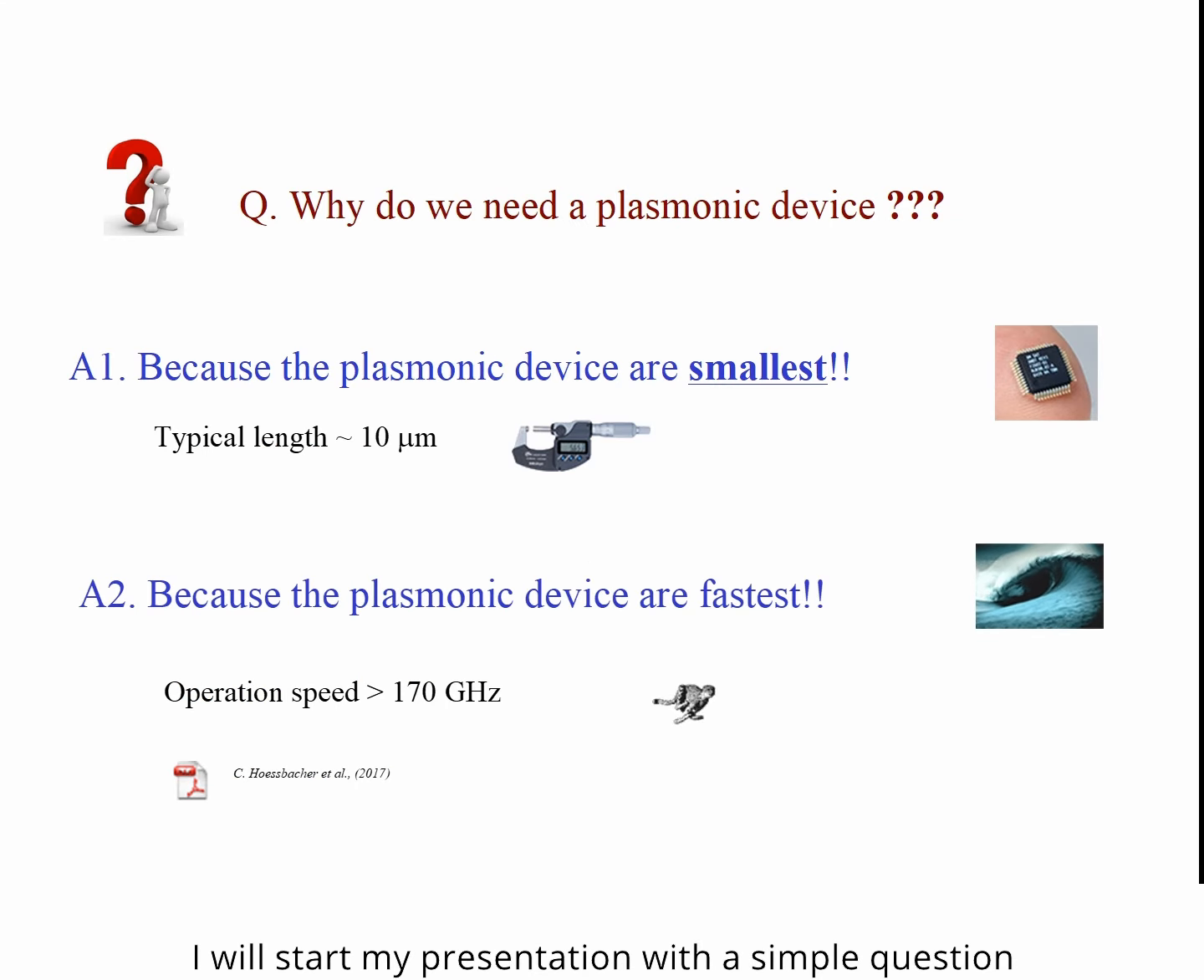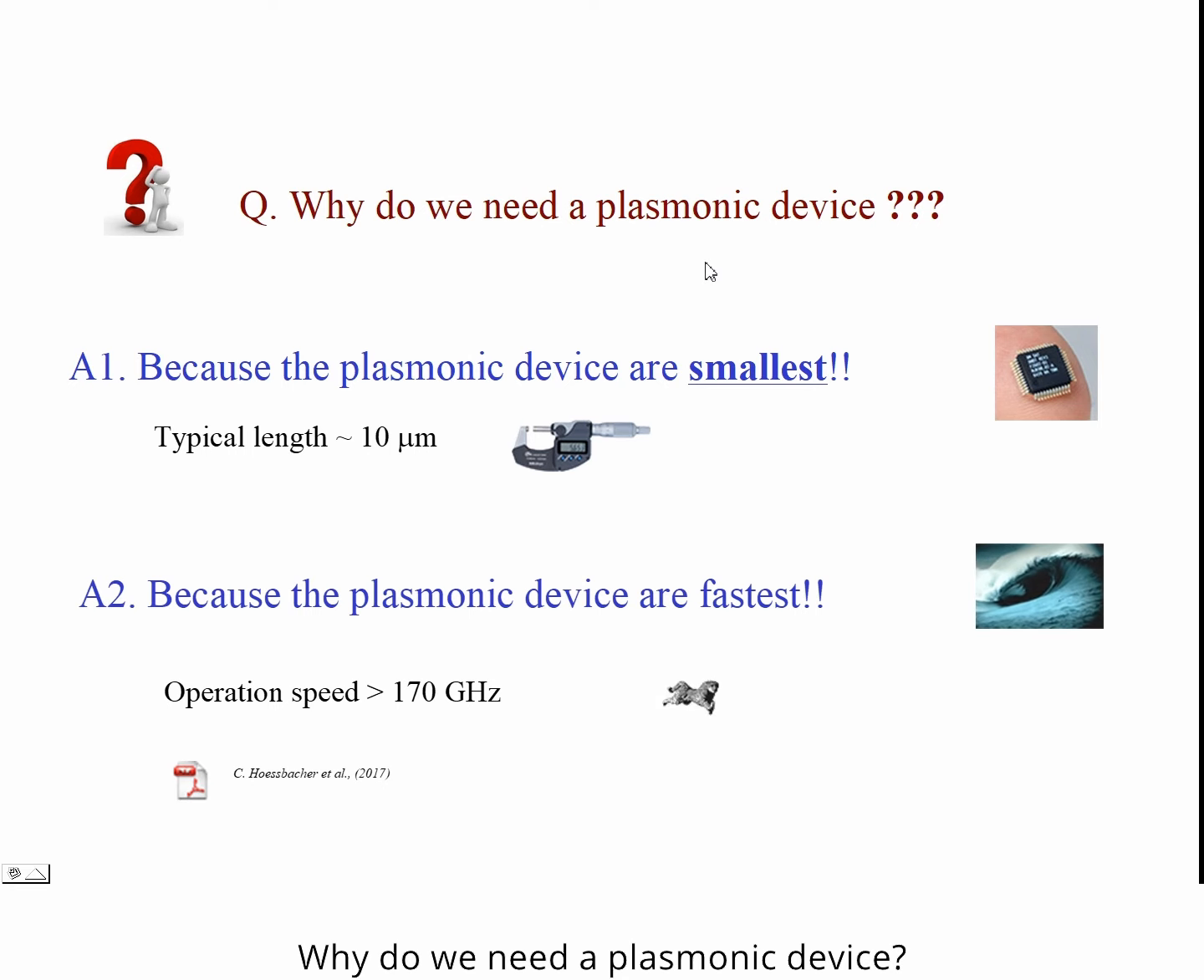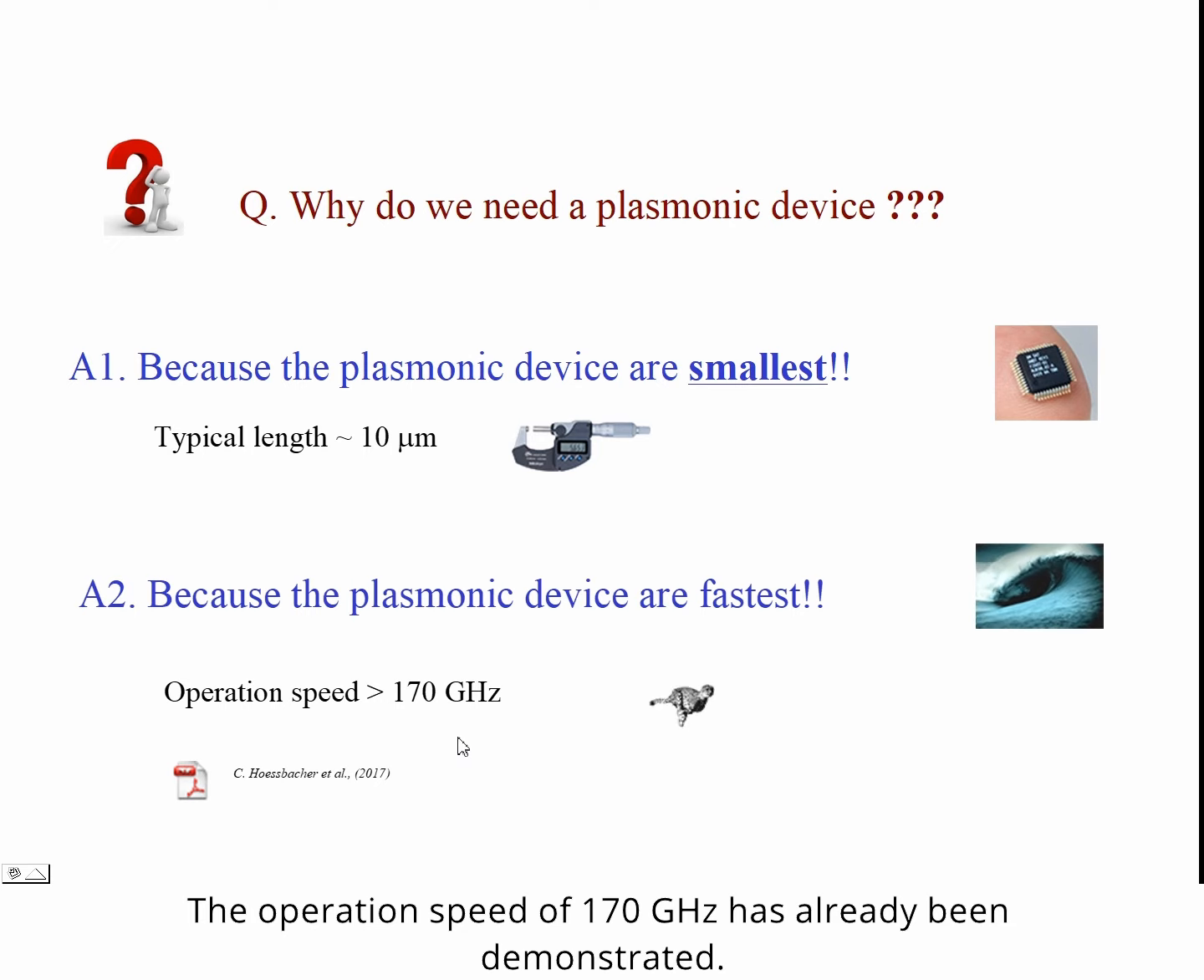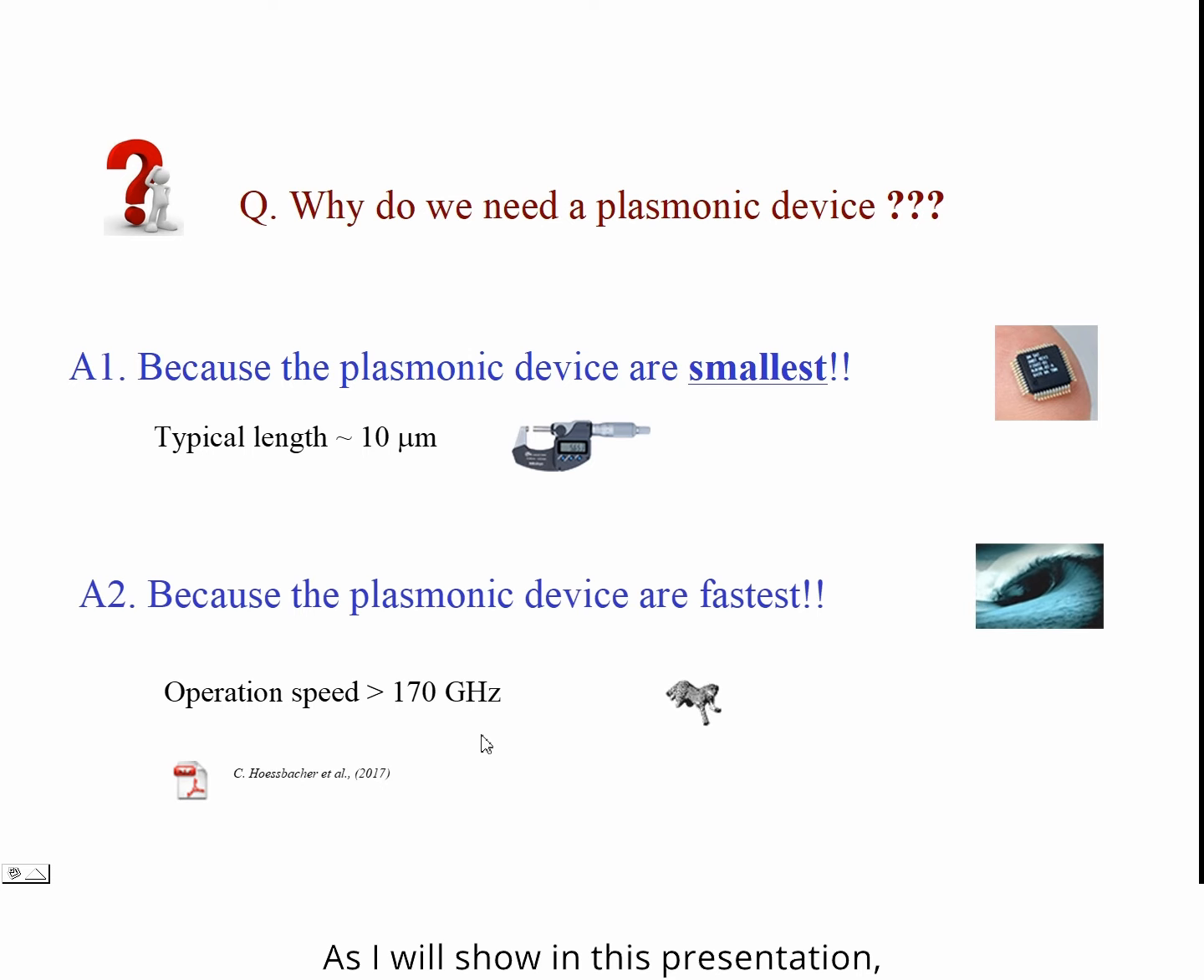I will start my presentation with a simple question: why do we need a plasmonic device? The answer is simple and straightforward. Firstly, because a plasmonic device is very small, a typical length of plasmonic device is about 10 micrometers. Secondly, because plasmonic device is very fast, the operation speed of 170 GHz already has been demonstrated. As I will show in this presentation, the operation speed of plasmonic modulator can be even much faster.